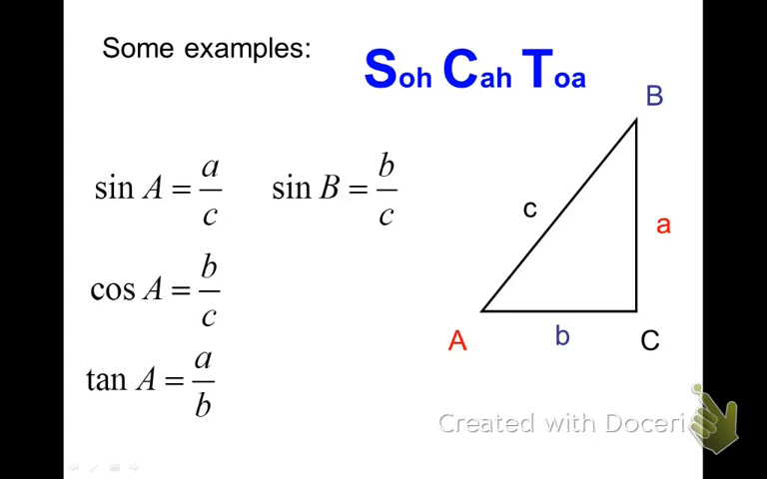The sine ratio for angle A and the sine ratio for angle B are going to be different, just like the cosine for A and B are going to be different. The cosine of B is going to be the adjacent side, which is side a, over the hypotenuse, which is side c. And the tangent for angle B is going to be the opposite side b over the adjacent side a.